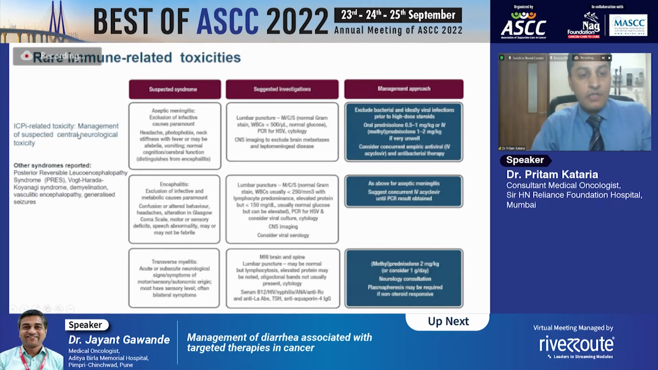Coming to the next toxicity, that is central neurological toxicity. We should be looking for aseptic meningitis, encephalitis, or transverse myelitis. These would be the severe central neurological toxicities. We should be doing a lumbar puncture and other ancillary tests, that is, an MRI brain. And in all these cases, we should be starting these patients on IV methylprednisolone to counter these toxicities. At the same time, we should rule out other conditions that may be associated with this kind of situation.